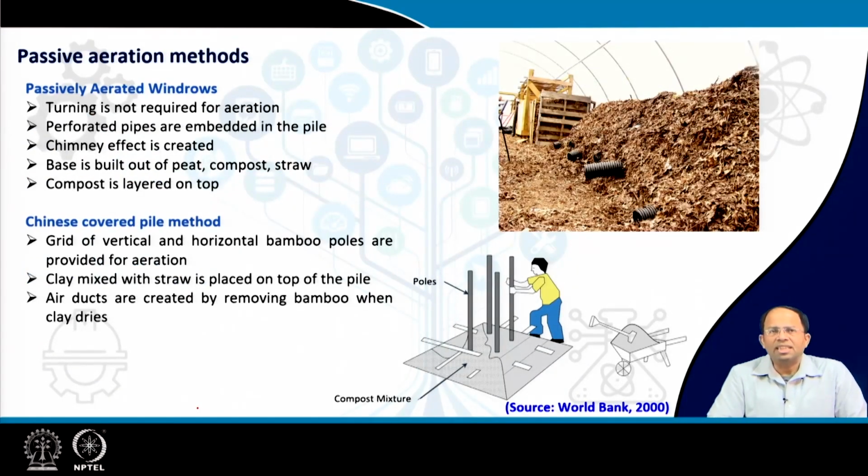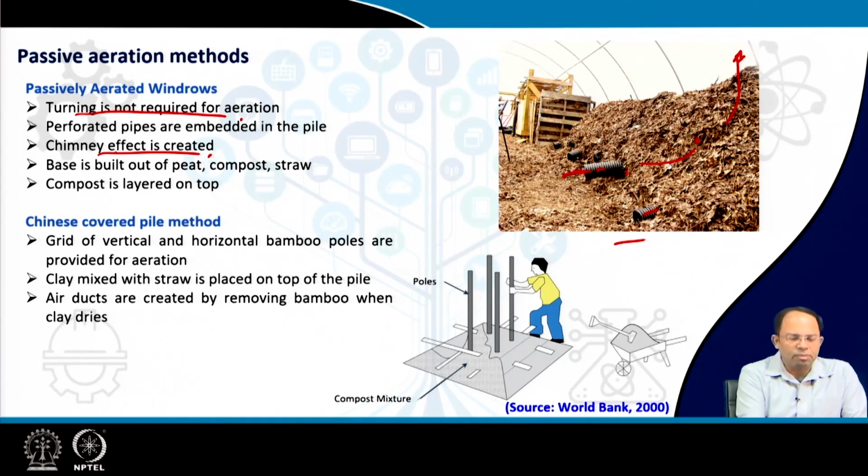Then there are some passive aeration methods which are also utilized. As you can see over here, there are perforated pipes, where we don't do turning, but the perforated pipes are put in the compost in such a way that a chimney effect is created. That means hot air rises upwards. So air enters from below, gets heated inside because of the decomposition that is going on and the heat that is produced. Then this hot air rises and it leaves from the top. So this kind of chimney effect is created.